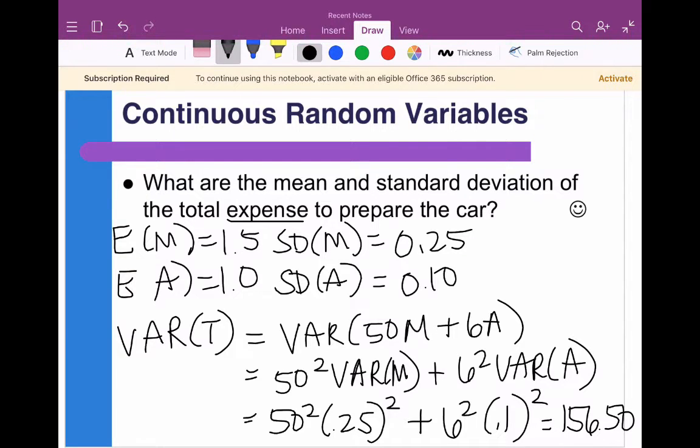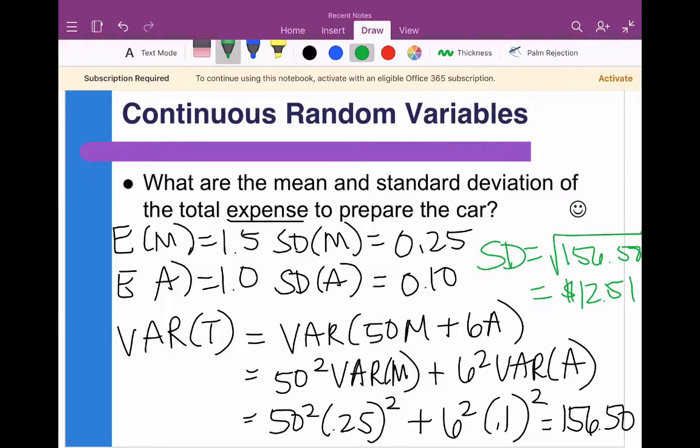156.50. That gives us our variance, and then to find our standard deviation is the square root of 156.50, which is $12.51.